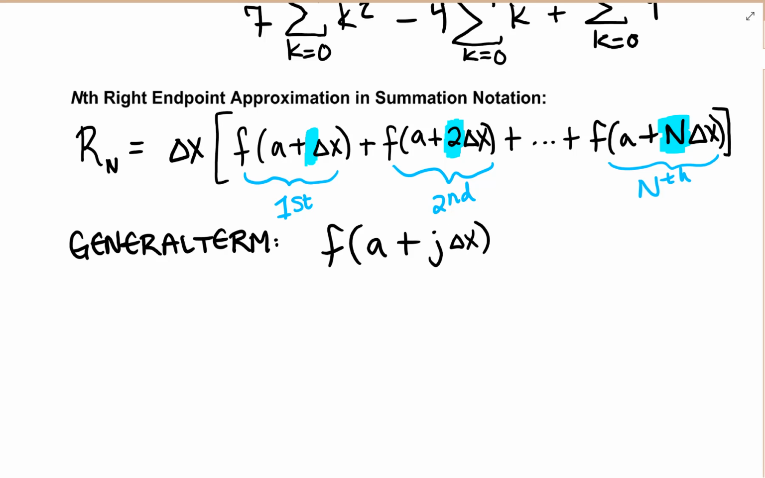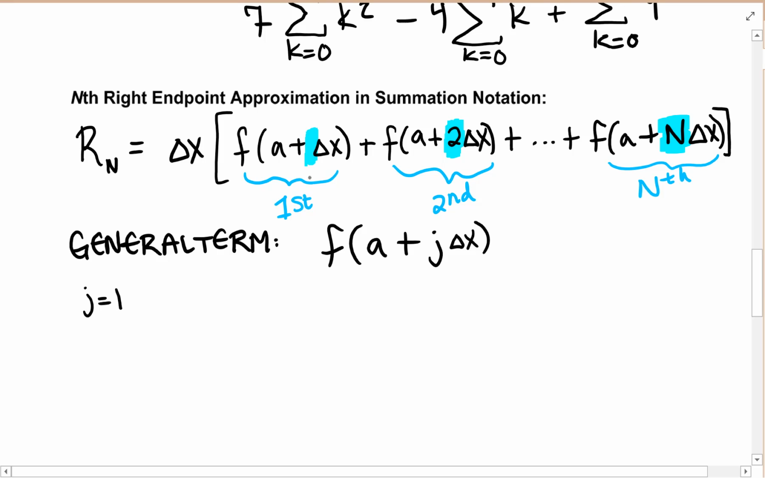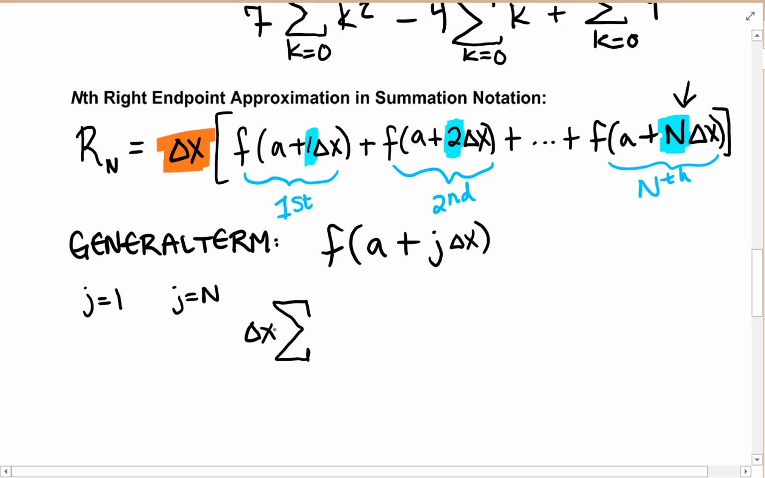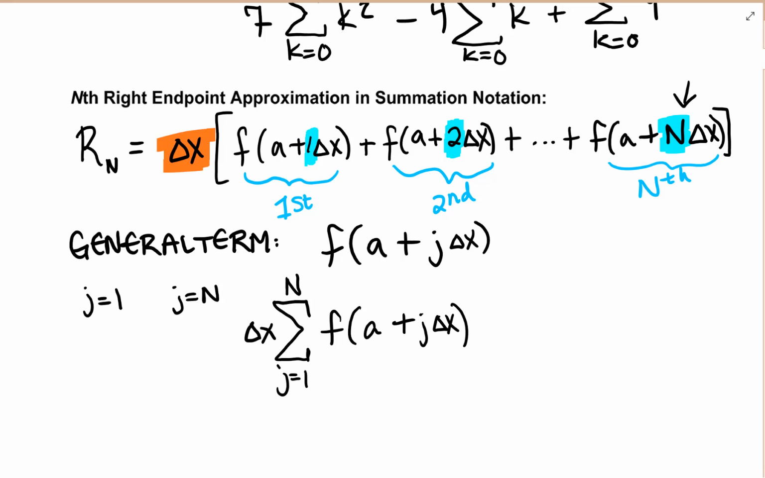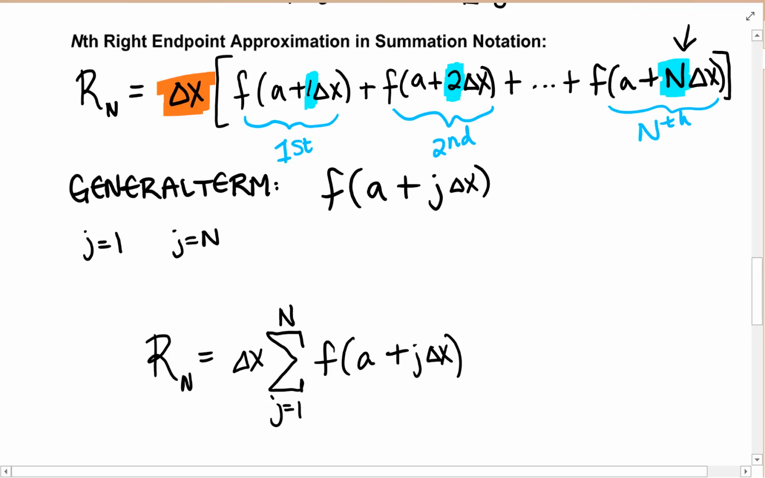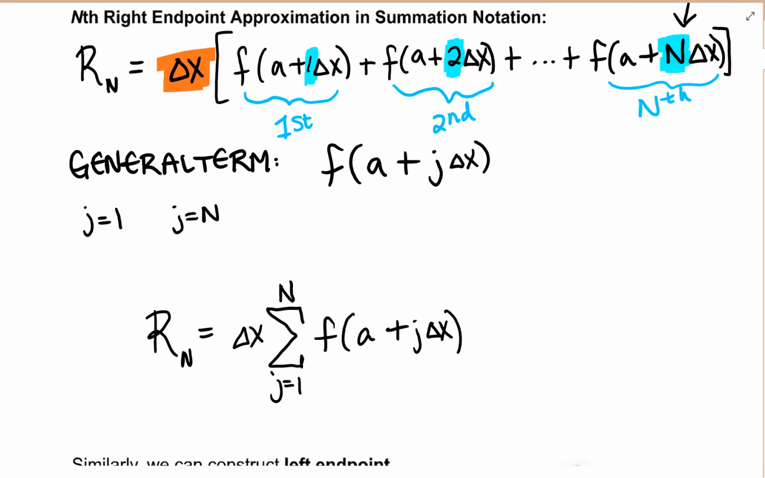If this is my general term, then j equals 1 is the first one, right? When you plug in 1, then you get your first term. And j equals n, that is our ending point. So for our sum, remember that delta x is a constant, so we can factor that out of the sum to get delta x times the sum of f of a plus j times delta x from 1 to n. And this is how we write the sum of the nth right endpoint approximation in summation notation.